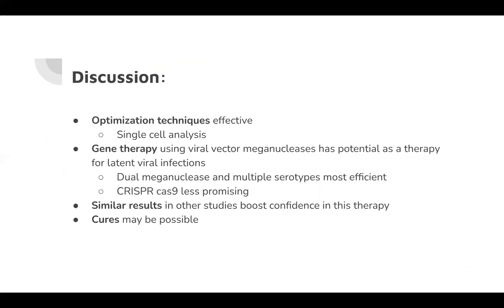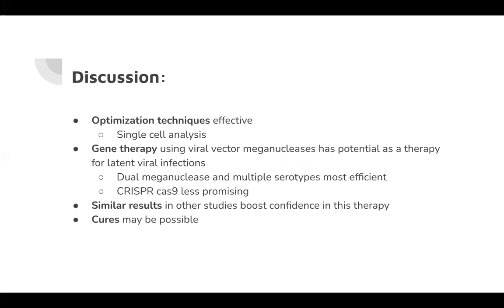The results of this study show that the optimization procedures used were effective, and that with these optimized procedures, it is possible to reduce levels of latent HSV infection by significant amounts. The best that was achieved in this study was a 90% decrease in HSV genomes in the superior cervical ganglia and a 50% decrease in the trigeminal ganglia, which was accomplished using the dual meganuclease to target 2 sites within the HSV genome and multiple serotypes of the adeno-associated vector, which targeted different subsets of cells at different rates.